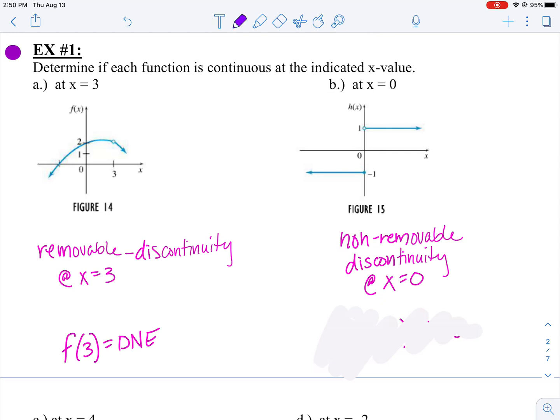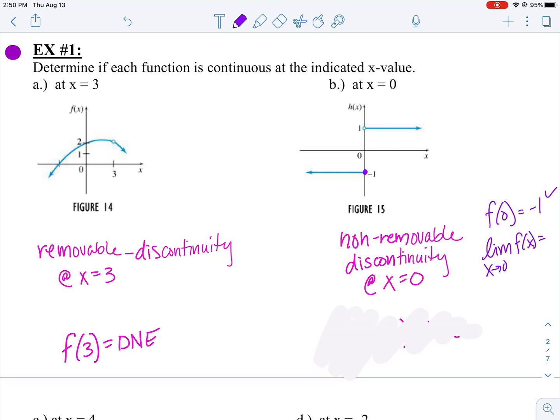If you look at rule number 1, does f of 0 exist? Well, if I'm looking, f of 0 does exist. Isn't there a value down here? There's a dot at -1. So rule number 1 actually works. F of 0 is defined. It's -1. My second rule says, does the limit as x approaches 0 exist?